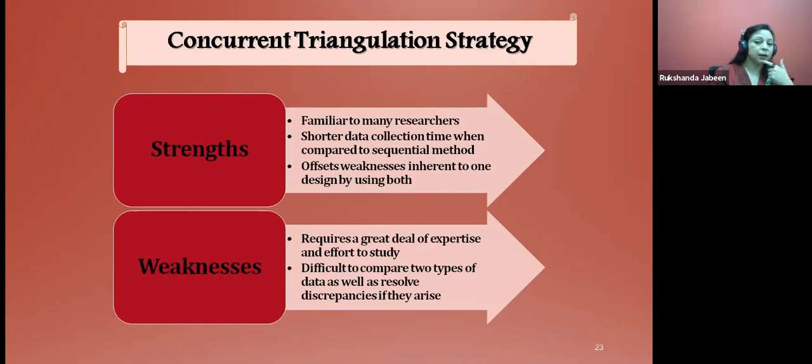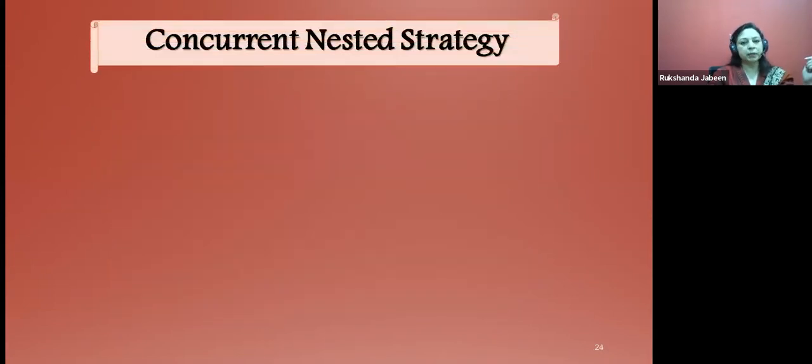The weaknesses are that it requires a great deal of experience. You are not going to be an expert unless you already have a command of both methods. It's also difficult to compare, because at times discrepancies arise, and resolving those discrepancies between the findings of both databases can become very difficult. So it requires expertise. But still, researchers mostly use this methodology.